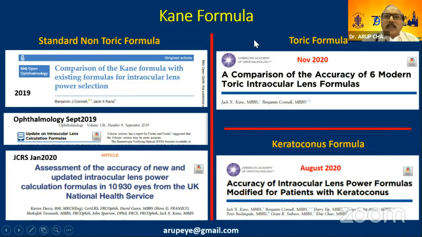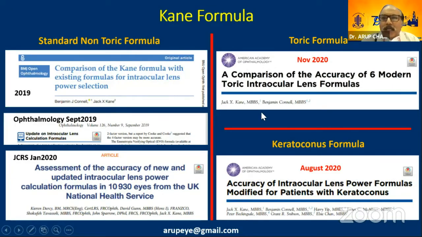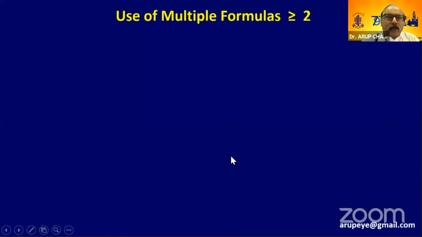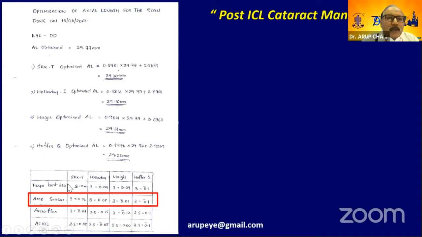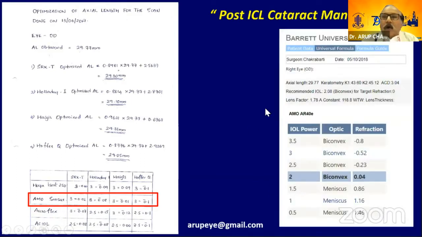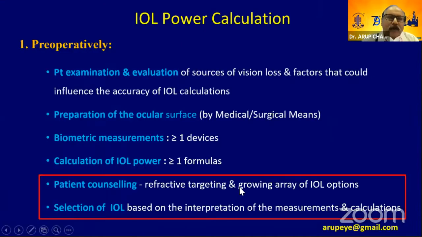In the last couple of years, I think the Kane formula has done extremely well for standard non-toric IOLs, as well as keratoconic patients. I always believe in using multiple formulas. For example, this is a post-ICL cataract, and I used SRK/T, Holladay 1, Haigis, Hoffer Q, and adjusted the axial length using the Wang-Koch modification factor. And these formulas suggested an IOL power of 3 diopters. On the other hand, Barrett Universal 2, which is my go-to formula, suggested an IOL power of 2 diopters. Ultimately, I used a 3 diopter IOL. So I think for odd situations, it is better to use multiple formulas and arrive at a correct decision.